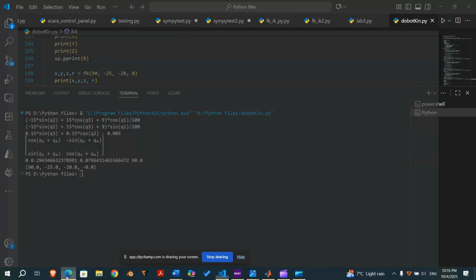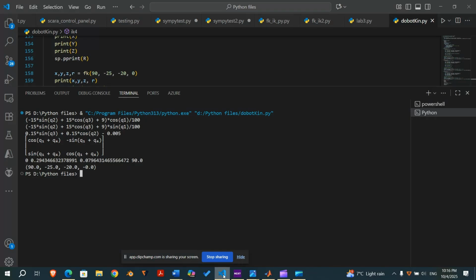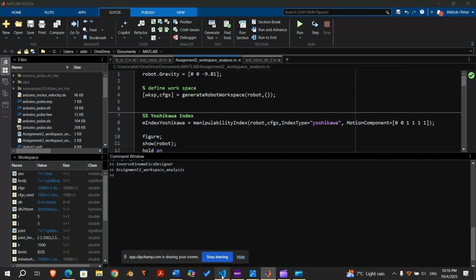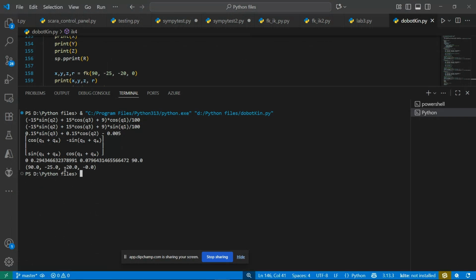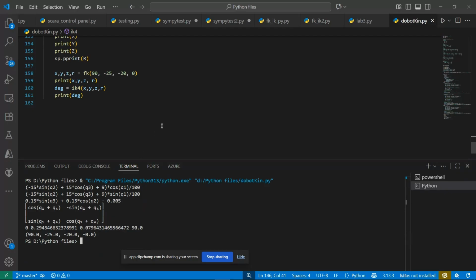Let's check if these values are right indeed. So it's 294.35, close enough. It's 294.346, so it is basically the same. Similarly, it is 79.64 and the R value is 90. This is correct. And similarly for the inverse kinematics, it's 90, 25, 20, and 0, which is correct, because what I gave here is minus 25. As you can see, the rotation convention for my solution takes the rotation in the other direction.